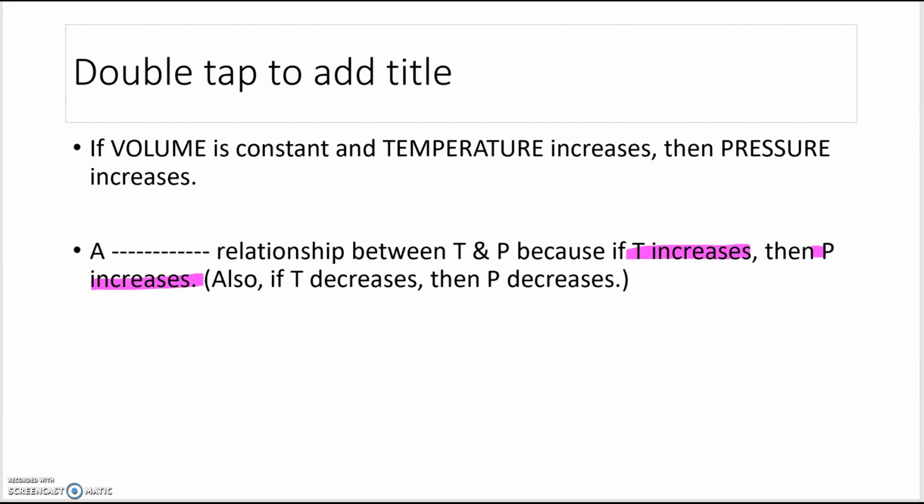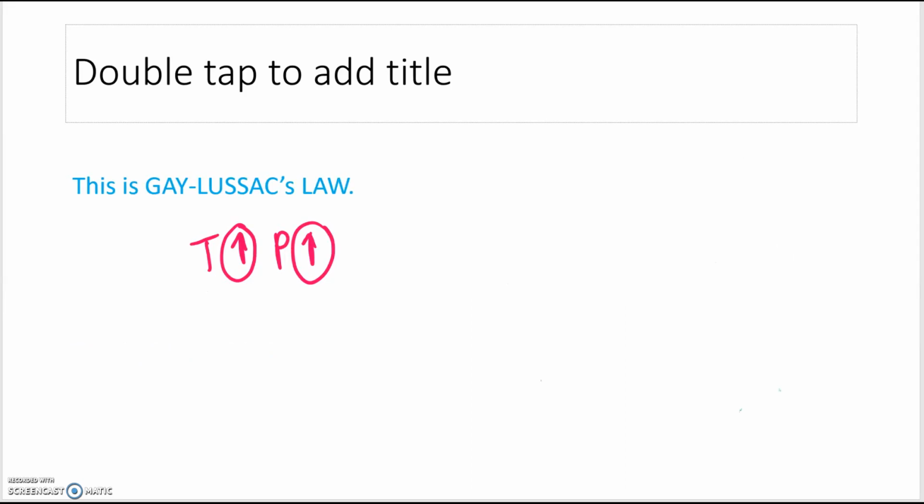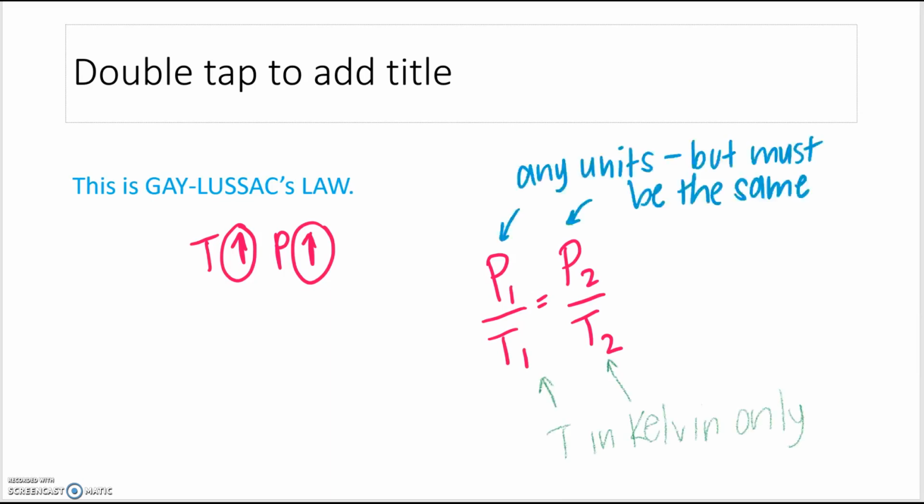What do you call that kind of relationship? This is a direct relationship. This is Gay-Lussac's law. So Gay-Lussac's law says that if temperature goes up, pressure goes up, assuming that volume is constant. So here's your formula that you're going to need to know for this one.